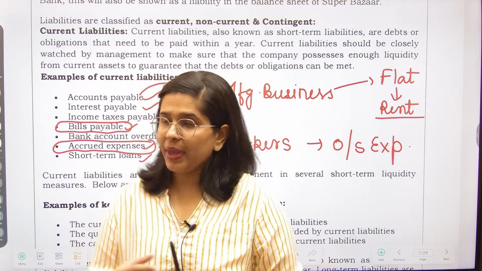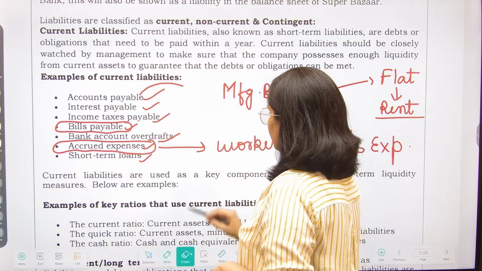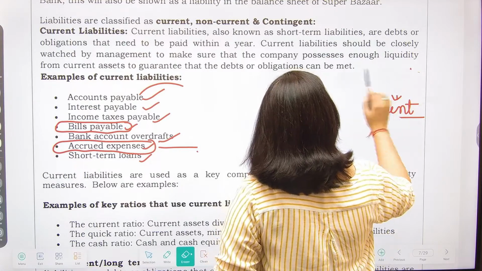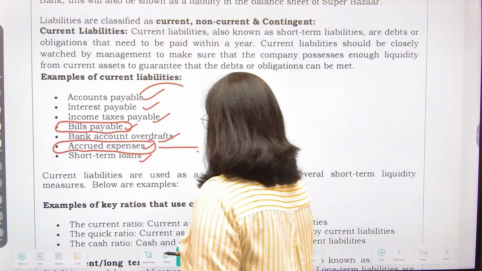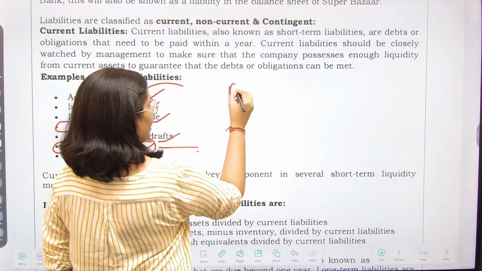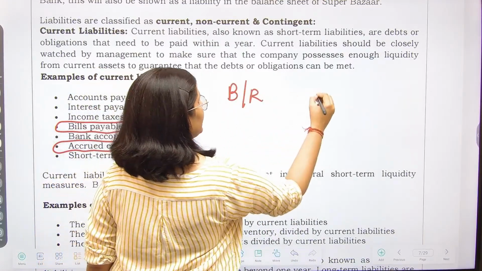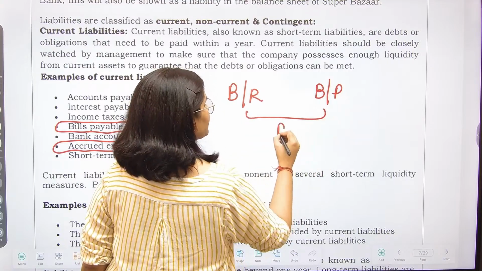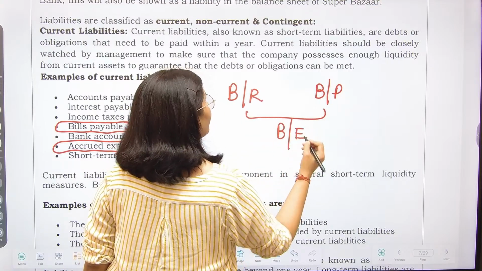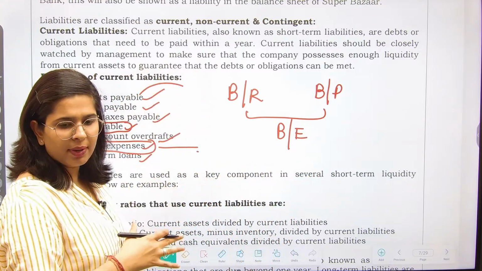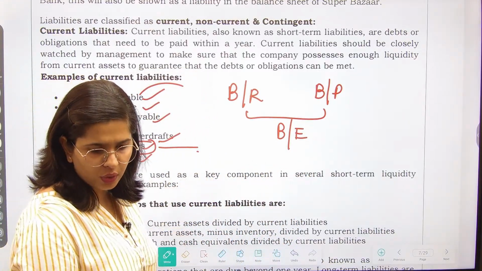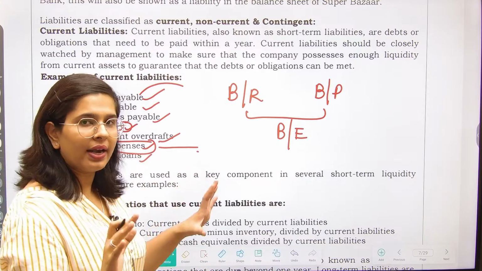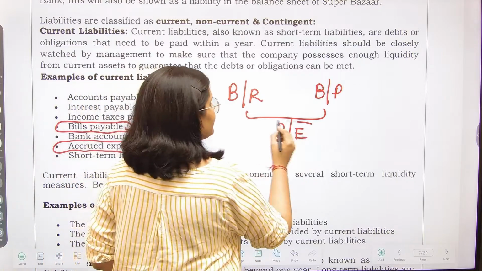Fine. Bills payable. So this is bills payable and bills receivable. Bills receivable is a current asset, right? And bills payable is a current liability. Now what are these bills? We call them bills of exchange. Although there is a difference between bills of exchange and promissory notes, right? But for making you understand, just understand this.